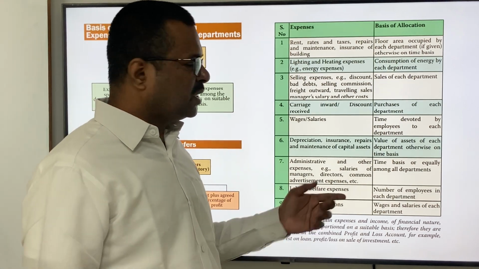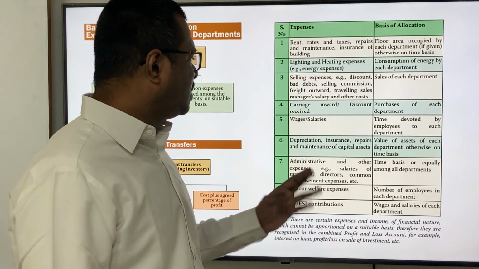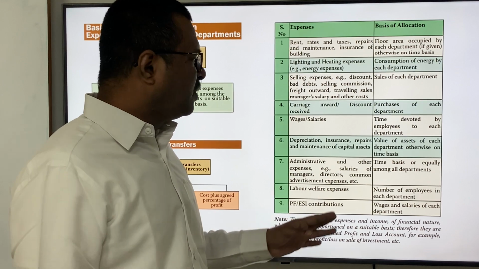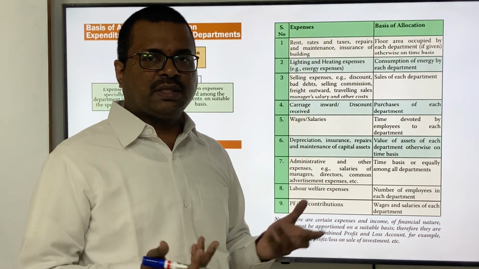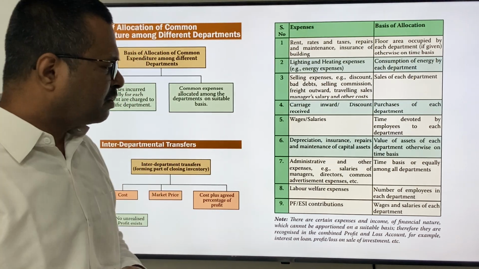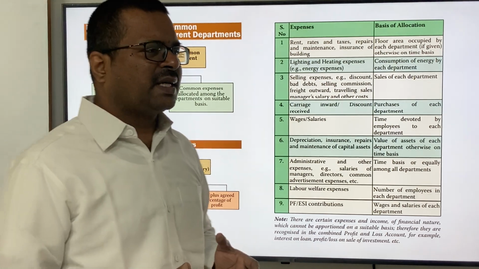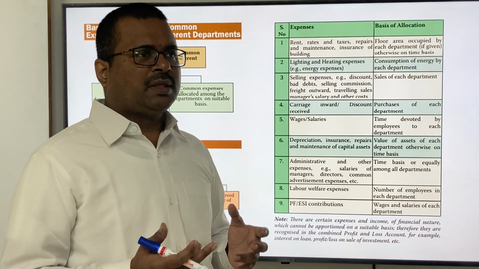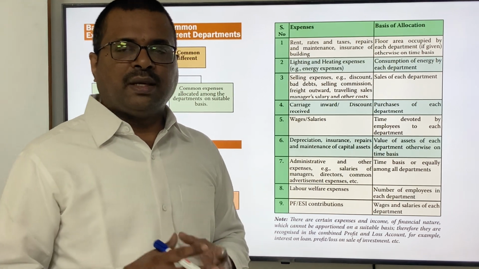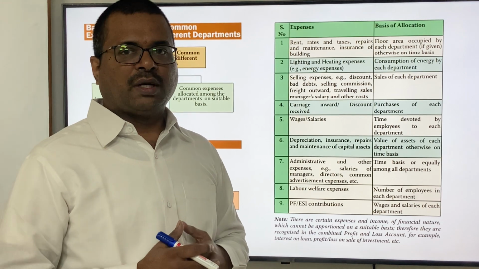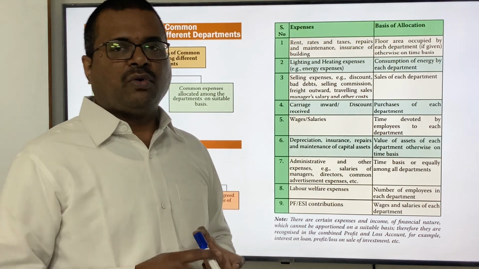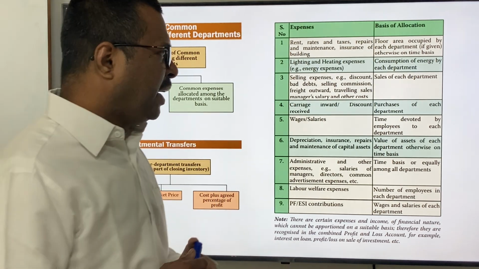Labor welfare expenses can be divided by number of employees, because they are related to salaries. In the same way PF and ESI are also related to salaries, so on the time basis or on the basis of wages, they can be divided. Now there may be certain other expenses which cannot be allocated. In those cases, they will be directly debited to the profit and loss account of the organization. There won't be any allocation for those expenses.